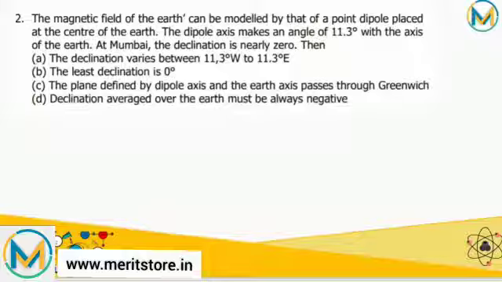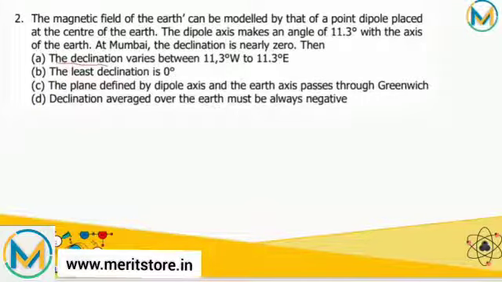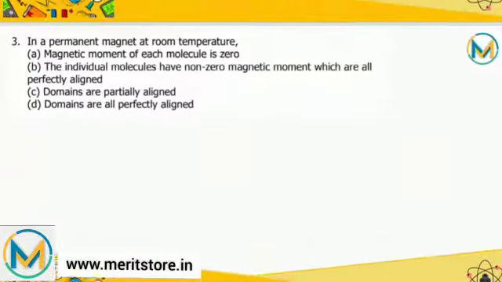Here two possibilities arise, and the declination varies between 11.3 degrees west and 11.3 degrees east. So the correct answer is option A, that declination varies between 11.3 degrees west and 11.3 degrees east. Option A. Looking towards the next question.